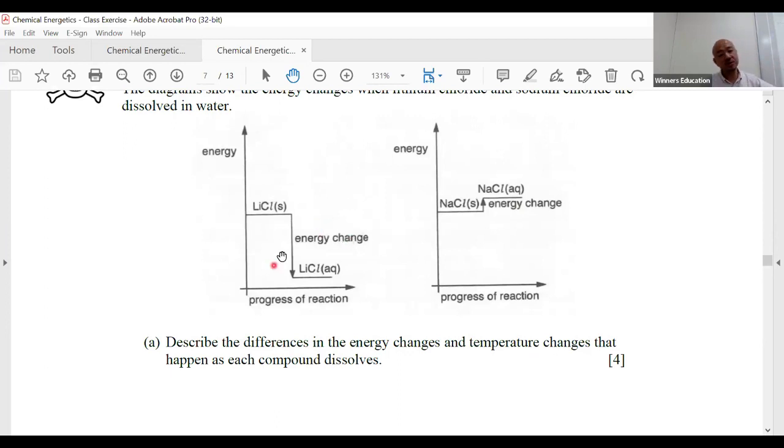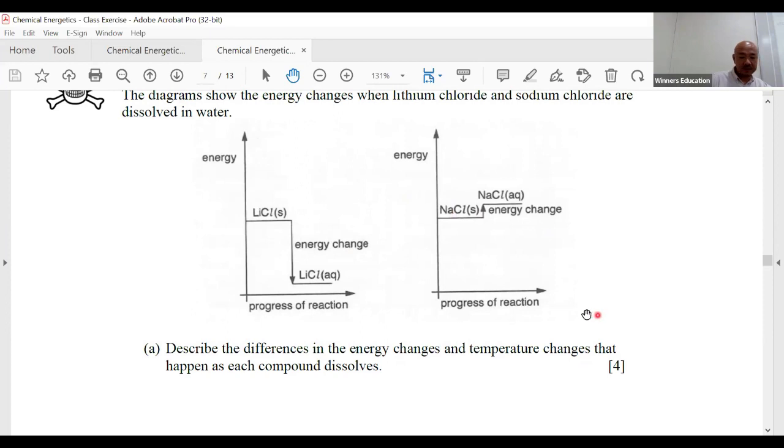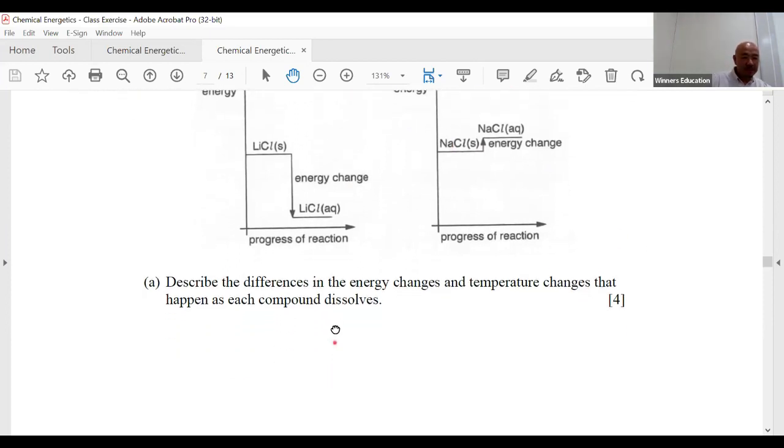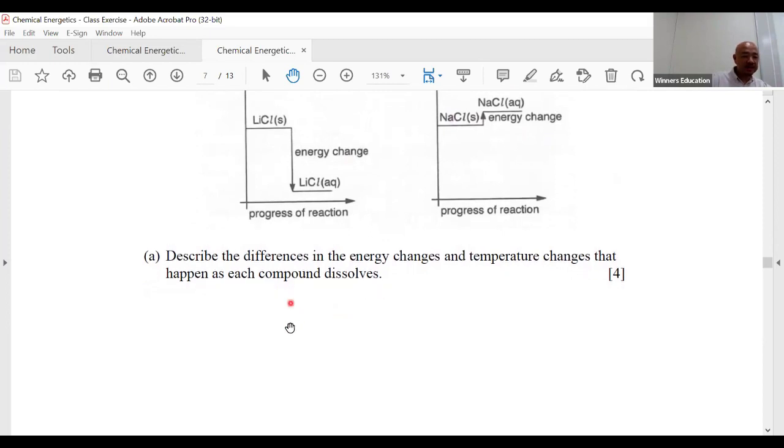Some schools never teach it. So the student goes there and asks, what is this? Right? So there are two types of energy diagrams. Once again, this is the level diagram. So got it? Okay, straight to the point. Number one, ladies and gentlemen, describe the differences in the energy changes and the temperature changes that happen as each compound dissolves.